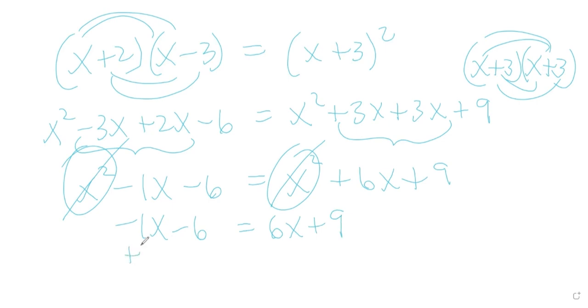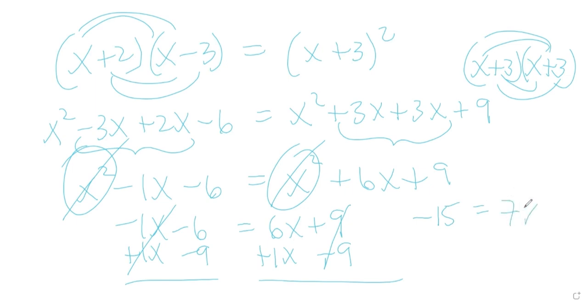Why don't you add the 1x to there, and why don't you subtract the 9 over there, so that these are gone and these are gone. And we're left with a negative 15 on this side, and on this side, it would be a positive 7x. And then we're done, right? Just divide by 7. These reduce away. So x would equal this little fraction.